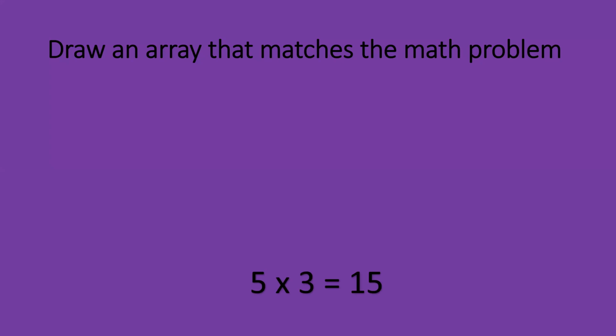So now is a great time to pause the video, and you're going to draw an array of 5 times 3. So our first number tells us how many rows we're going to have, and our second number tells us how many columns we're going to have. So we're going to have 5 rows, and in each row there are going to be 3. So pause the video and draw a picture of an array.